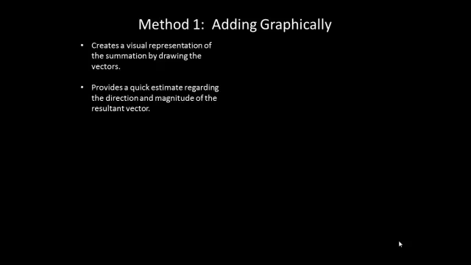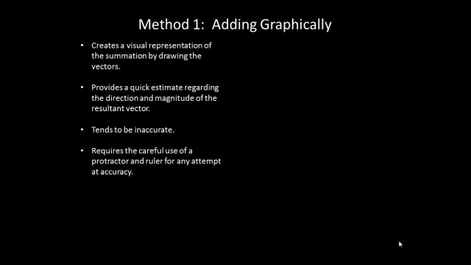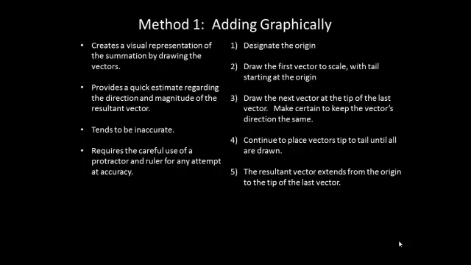So let's start by looking at adding graphically. What you want to do is create a visual representation of the summation by drawing the vectors. It provides a quick estimate of the direction and magnitude of the resulting vector. It tends to be inaccurate because any attempted accuracy requires careful measurement using protractors and rulers, which people don't always tend to do. Pause the video right now and write down these 5 steps to adding graphically, and then I will talk you through them with vectors.